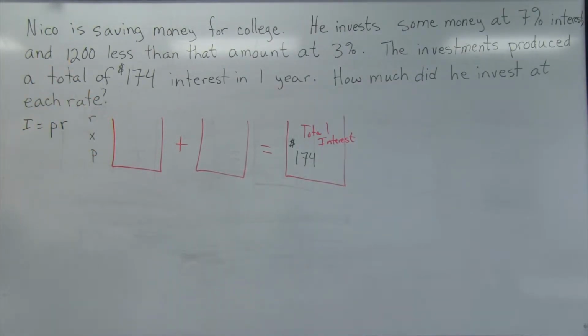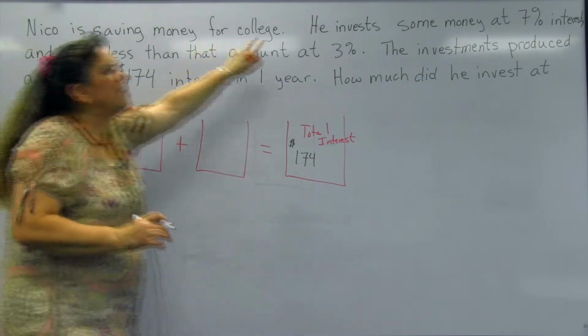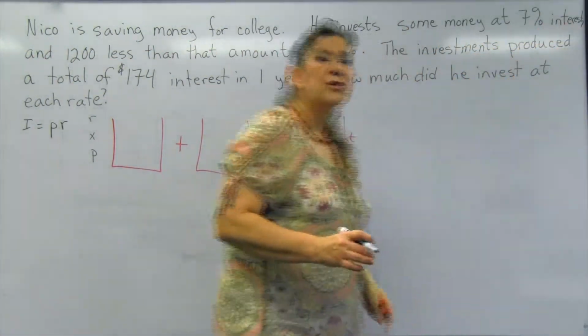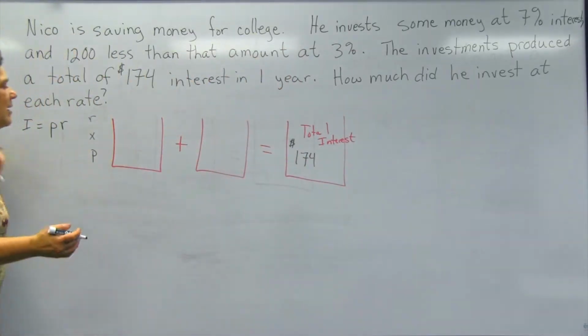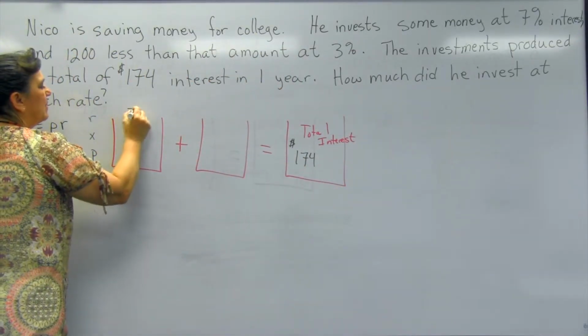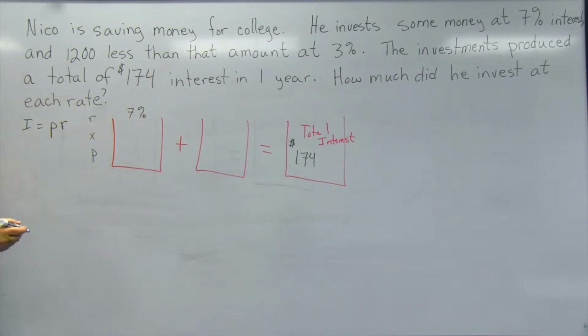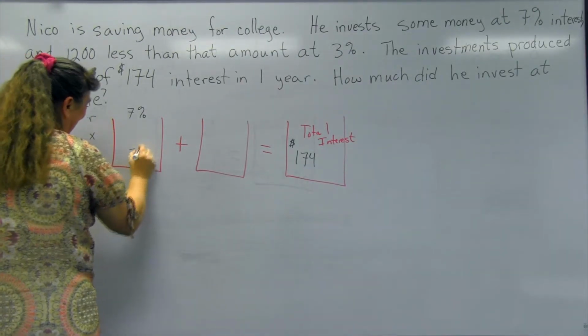So let's look at the first one. It says he invests some money at 7% interest. So what's the rate on the first one? Yeah, you got it. It's 7%. And what's the amount? Yeah, it doesn't tell us, does it? It says some money. Come on, guys, what is it? Yeah, that's right. It's that handy-dandy X again.